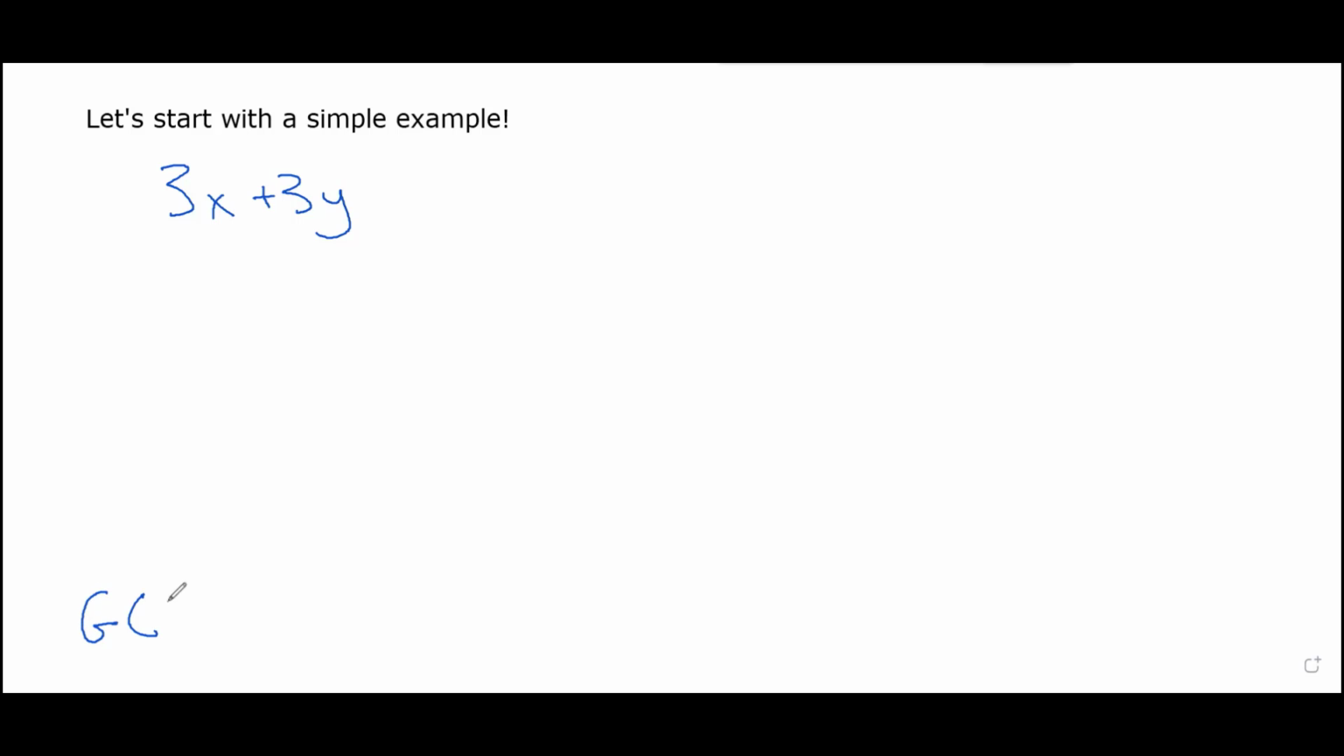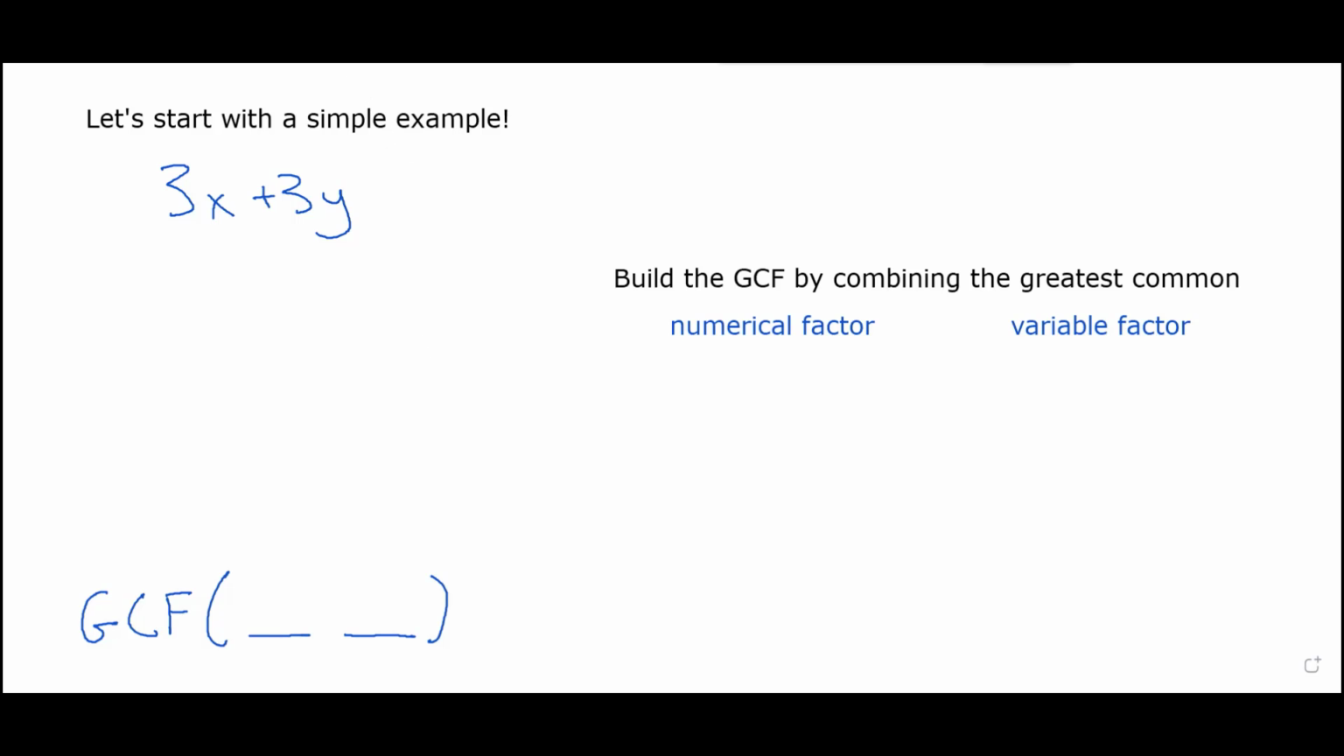It'll be the greatest common factor, abbreviated as GCF, multiplied by an expression that contains the same number of terms as our original expression, in this case, 2 terms. We can find our GCF by identifying the greatest common numerical factor and the greatest common variable factor. Observe that both terms of our expression have the coefficient 3. That means our greatest common numerical factor is the number 3. However, since our 2 terms have different variables, there is no common variable factor. As a result, our GCF is simply the number 3.